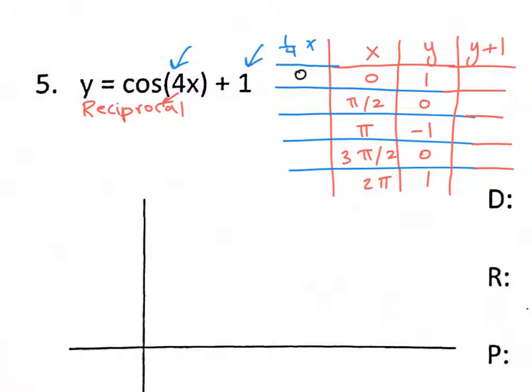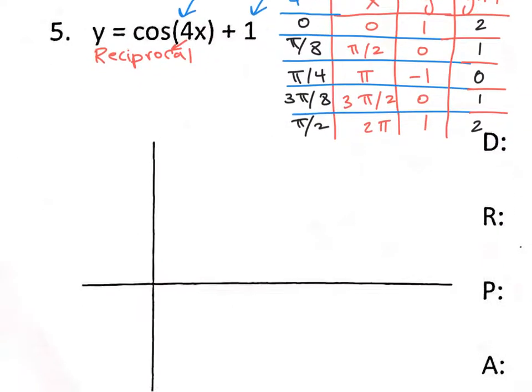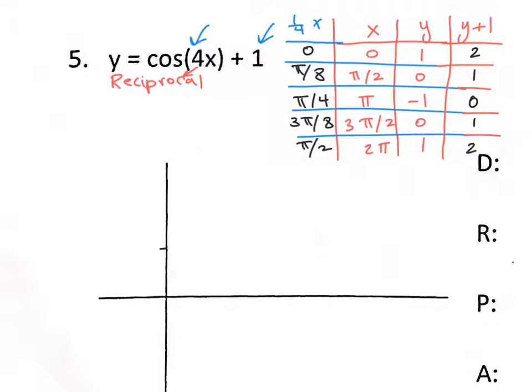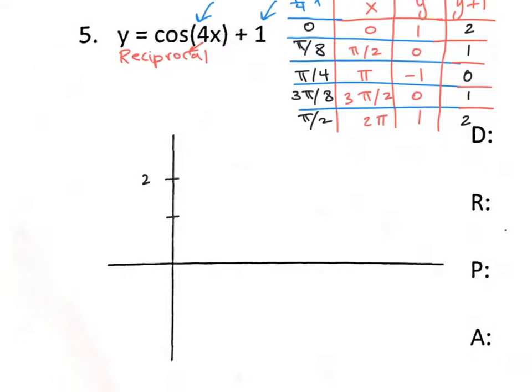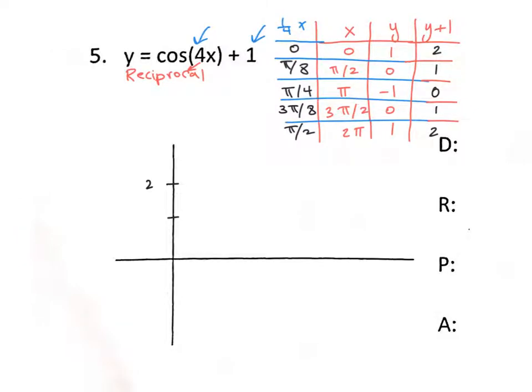So now when I multiply x by 1/4, I will get 0. Pi over 2 times 1/4 is pi over 8. And then pi over 4. Then 3 pi over 8. And then pi over 2. Now when I add 1 to the y value, I get 2, 1, 0, 1, and 2. So that means that the highest y value is going to be 2. And the lowest y value is going to be just 0. So that means that the midline is going to be at 1. And my graph will oscillate between 0 and 2.